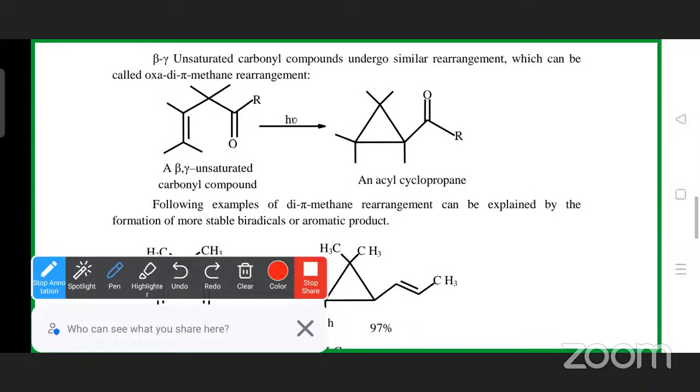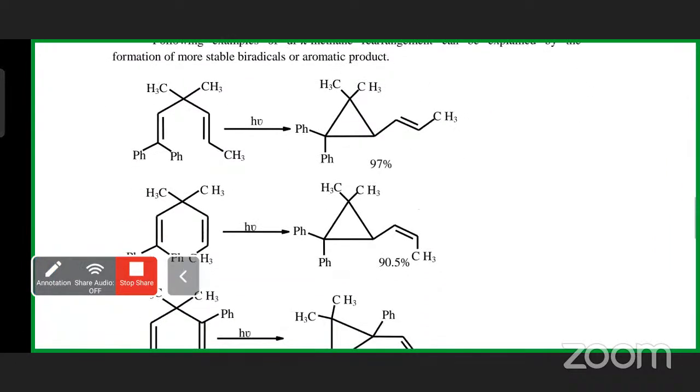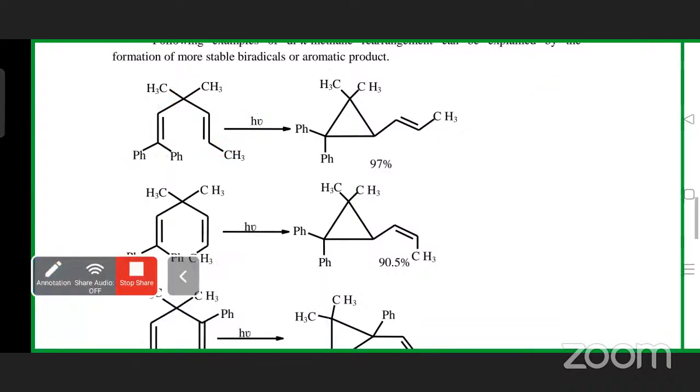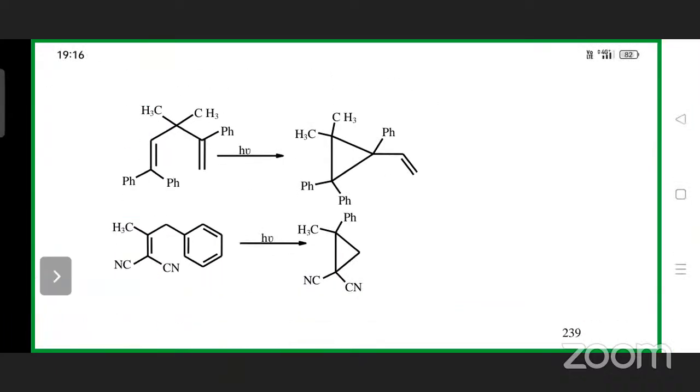What is the product here? Upon this carbonyl compound, we are getting this acyl cyclopropane. Okay, this is the acyl cyclopropyl here. And here also, where this 1,4-diene is present, it is giving this product, cyclopropyl olefin. In here also, the same products are formed.